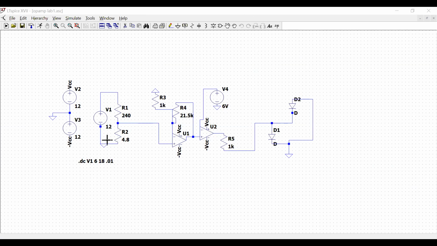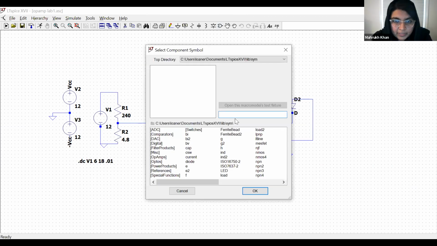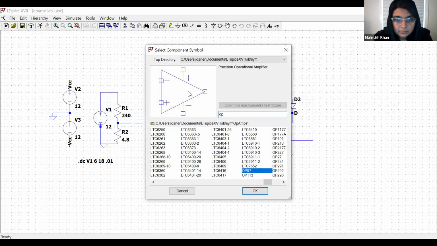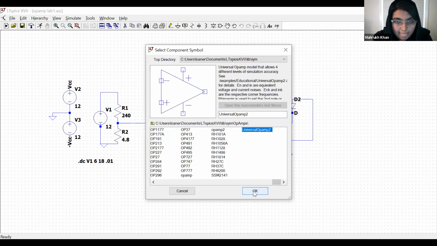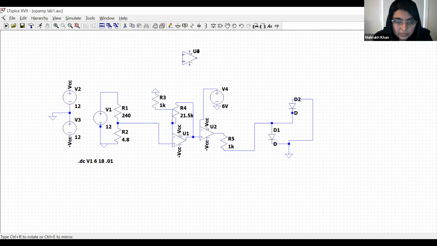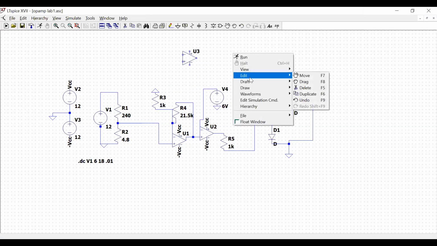Which op-amps do we use for this circuit? If you go to the component, I use the universal op-amp. The op-amp 07 is also fine, but I did this on the universal one, okay? If I do this, it will be the same as this one that I'm using, okay?